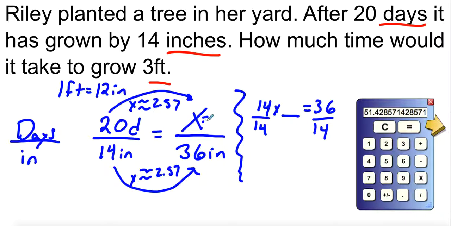So in this case, it is okay if I have a decimal. So 51.4, I'm just going to round it to the 100th, 3.